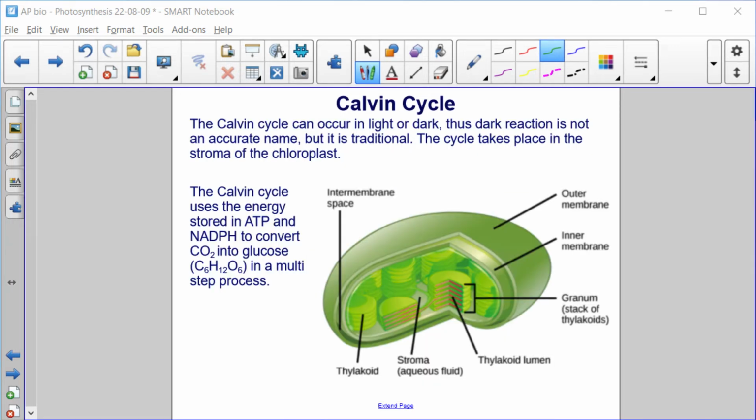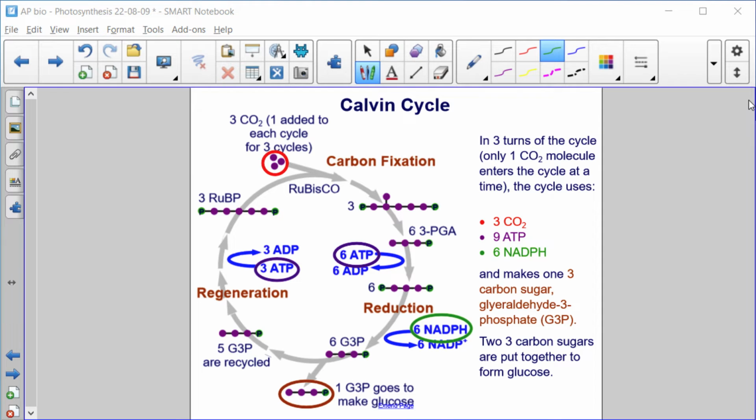All right, let's take a closer look at the Calvin cycle. The Calvin cycle can occur in light or dark. Thus, dark reaction is not an accurate name, but it is traditional. The cycle takes place in the stroma of the chloroplast, which is the aqueous fluid that exists outside of or in between the thylakoids. The Calvin cycle uses the energy stored in ATP and NADPH to convert CO2 into glucose in a multi-step process.